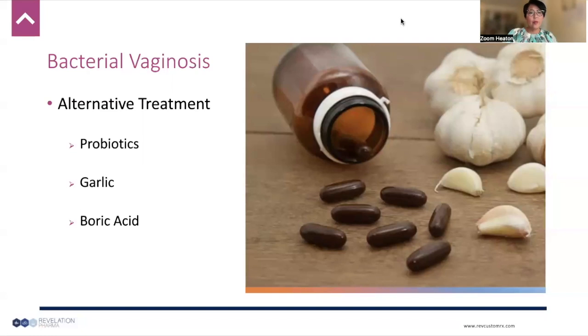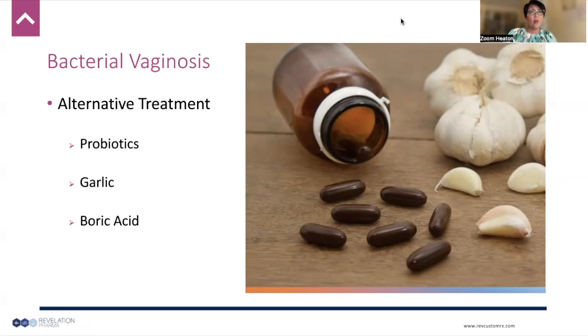So here are some alternative treatments. Probiotics. There's evidence that taking probiotic supplements daily may help treat and prevent BV, and a research review from 2021 suggests that oral and vaginal probiotics can be an effective treatment and prevention option for BV.